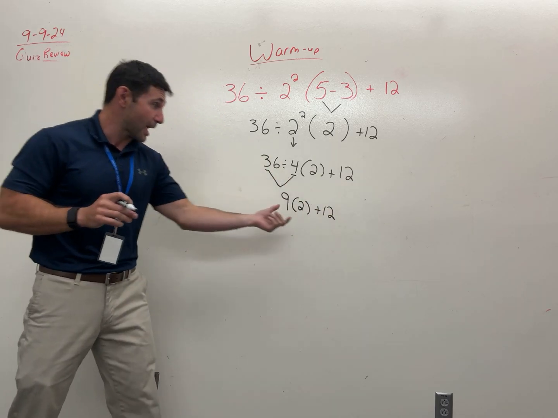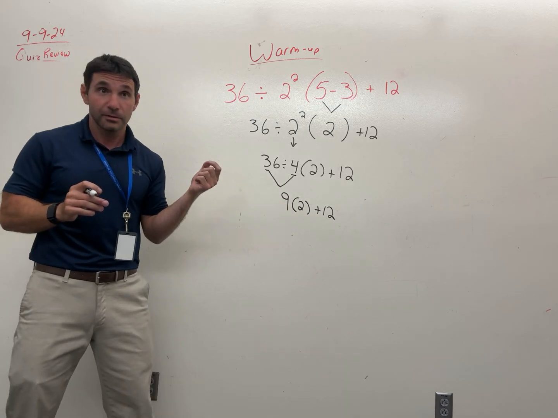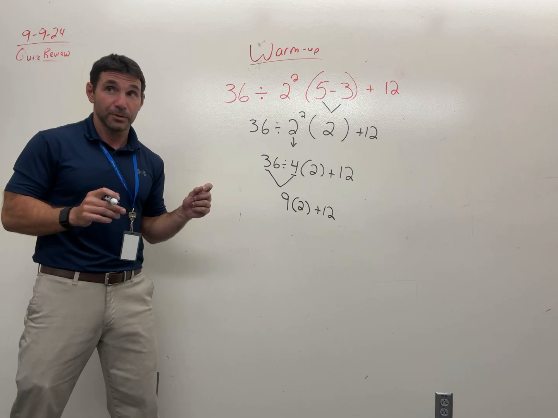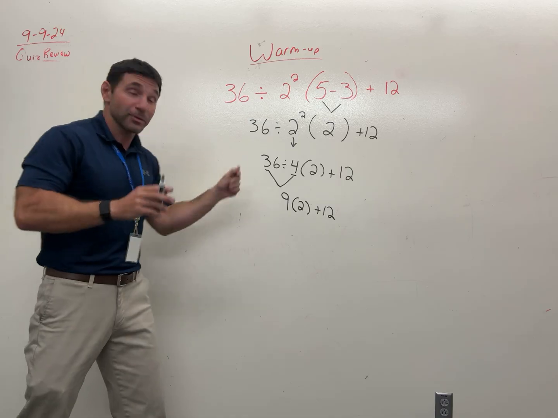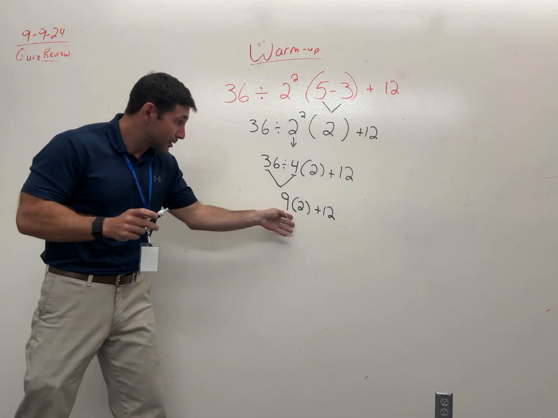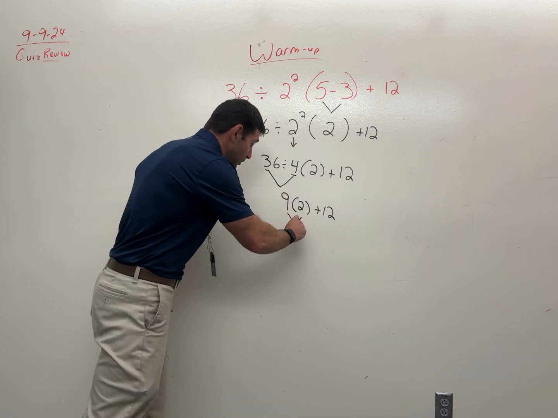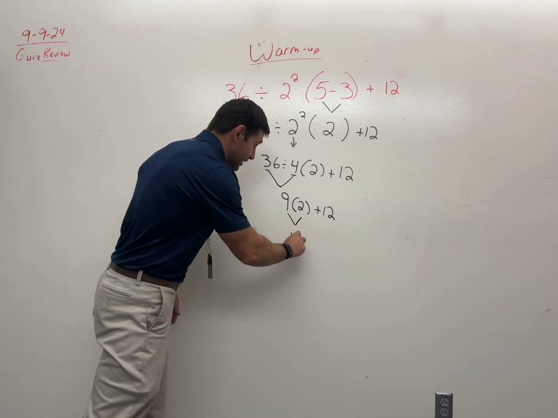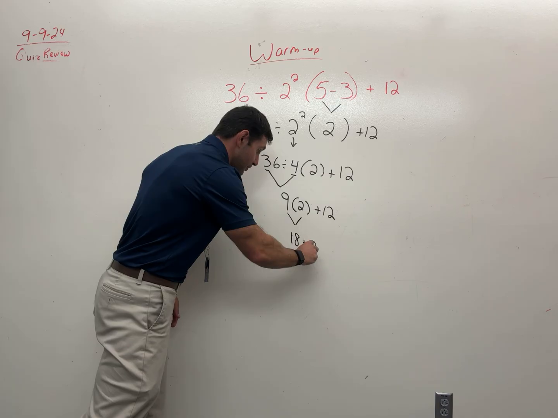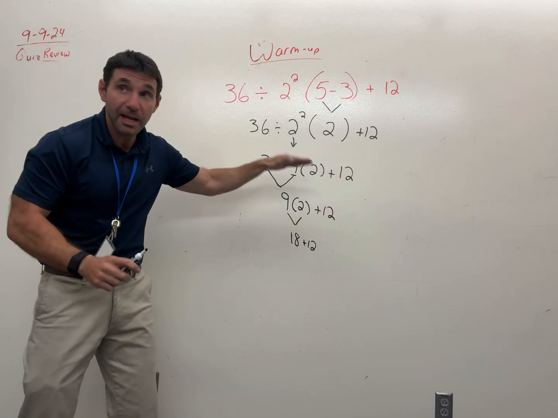Okay? So now we're here. What comes next? Are we adding 2 plus 12? No. What do we do next? Times. Multiply from left to right, because that's still step 3. 9 next to this parenthesis means multiply. So now we have 9 multiplied by 2, which is 18. Bring everything else down. Notice how each step I'm doing one thing.